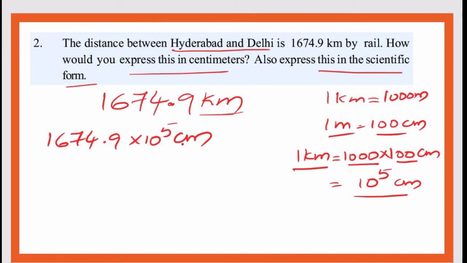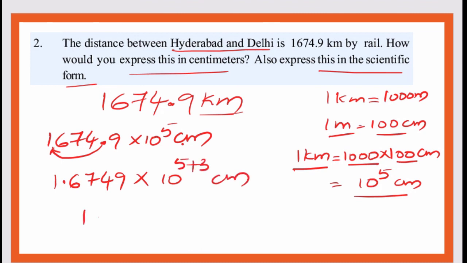Now what I need to do is convert it into scientific form. How can I convert it into scientific form? I need to move the decimal point to here. That means I can write it as 1.6749 into, since we have moved the point 3 places to the left, 3 will be added to this 5. That means I can write it as 1.6749 into 10 power 8 centimeters, right?